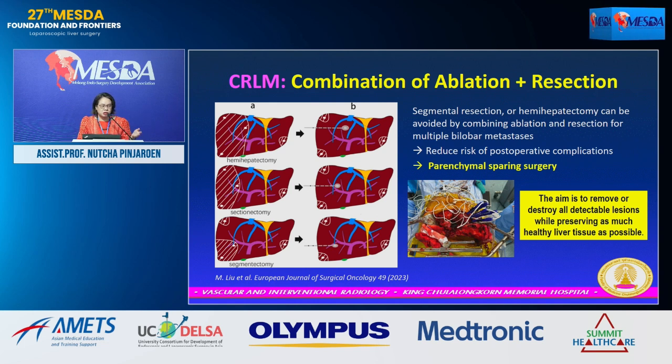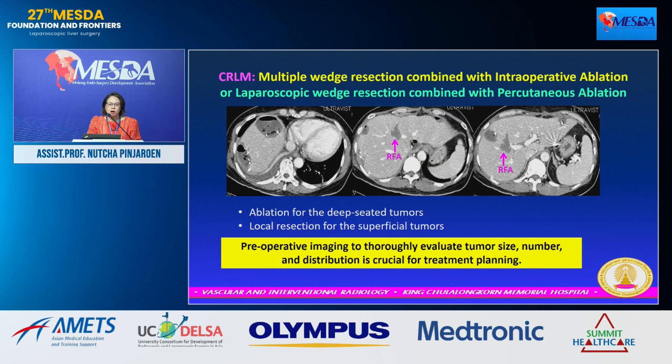For the superficial lesion, you can resect it, either laparoscopically or with open resection. And for the deep-seated tumor, we can help control the tumor with curative ablation. So the aim is to destroy the tumor while preserving as much healthy tissue as possible. And this is an example where, for the superficial lesion, the surgeon does the resection, and at the same time, we help the surgeon do RFA for the deep-seated tumor.